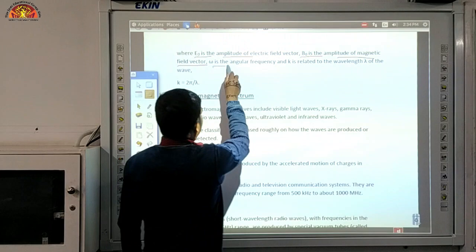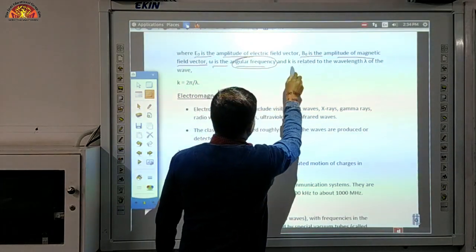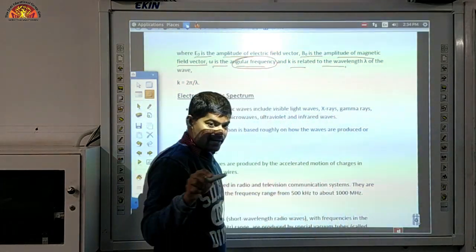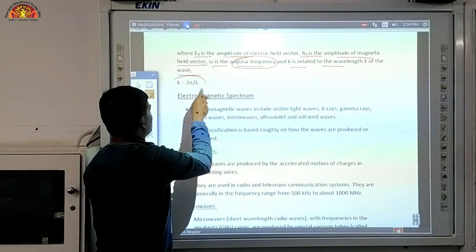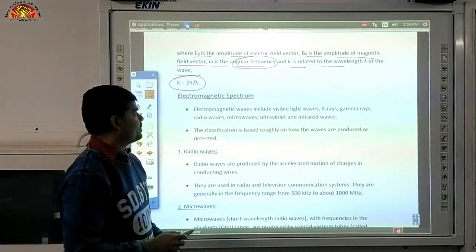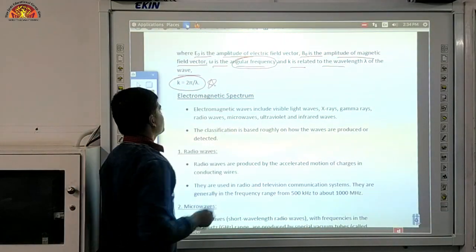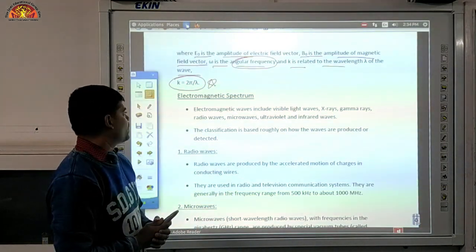If we talk about omega, omega is the angular frequency, and k is related to the wavelength of the wave. The formula of k will be equal to 2 pi upon lambda. You should learn this formula. That is, k equals 2 pi upon lambda.